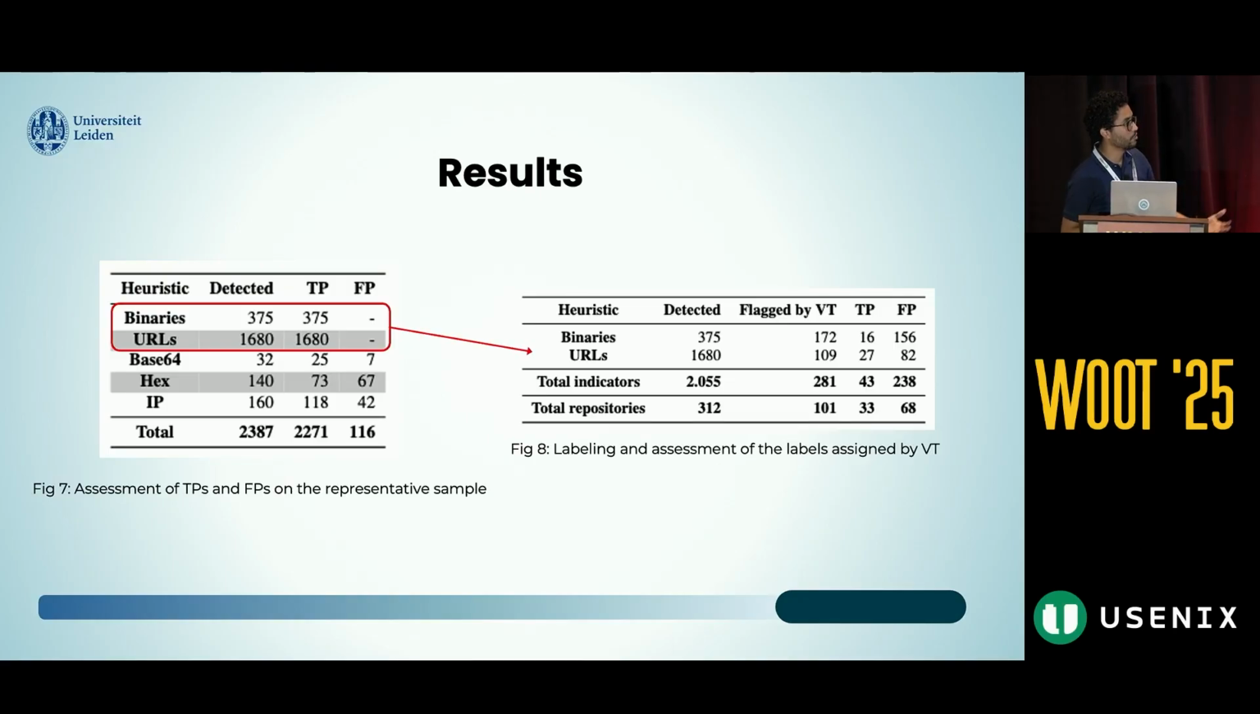For binaries and URLs, we of course relied on third parties, like VirusTotal in this case. So we checked why VirusTotal is flagging those, and we found out that the false positives are basically just some hacking tools like Mimikatz or any kind of tools that are being used by red teamers or pen testers. So they flag them as malicious, while in our case they are not really malicious, because those are hacking tools that can be used by analysts.